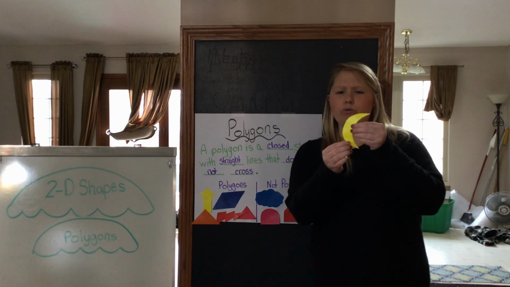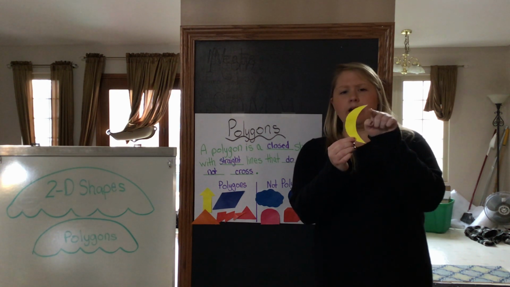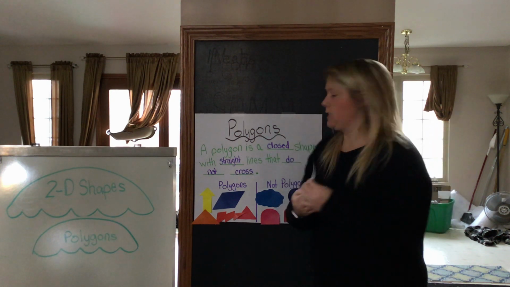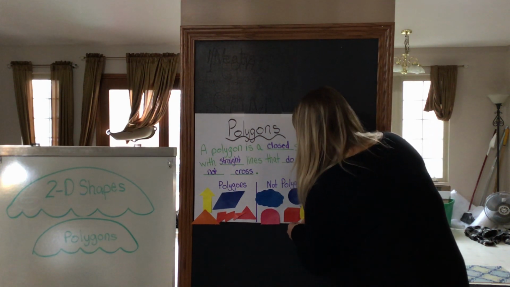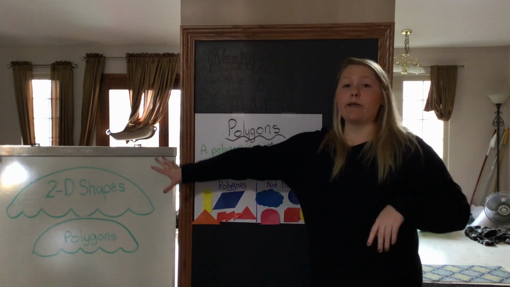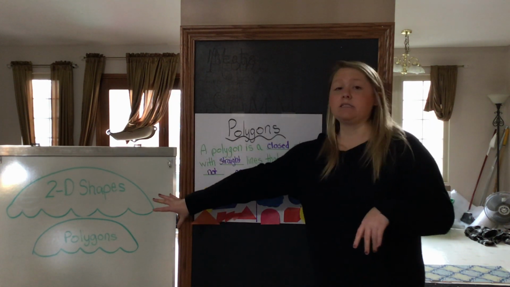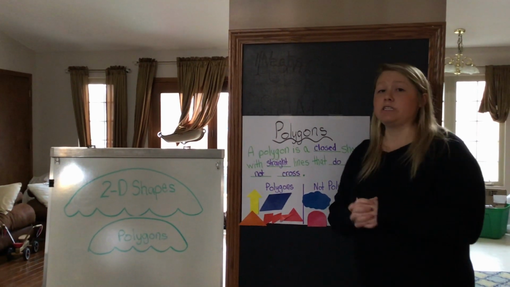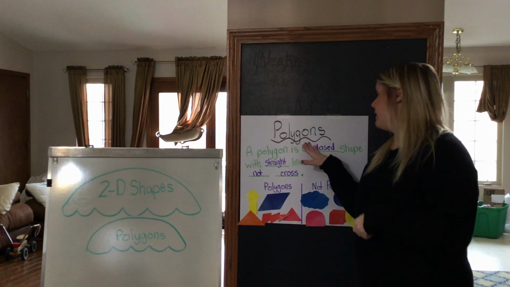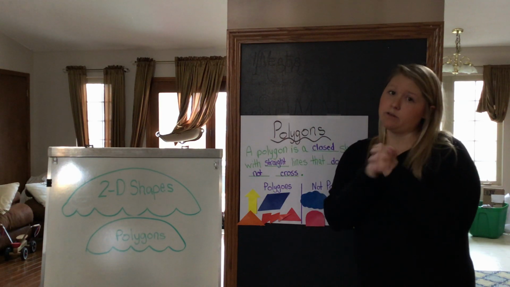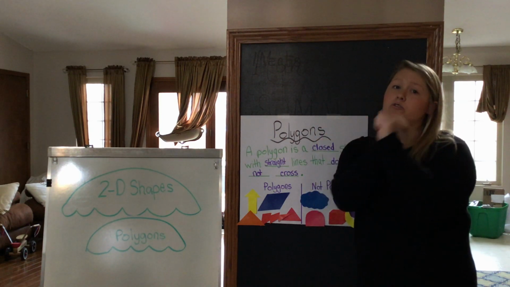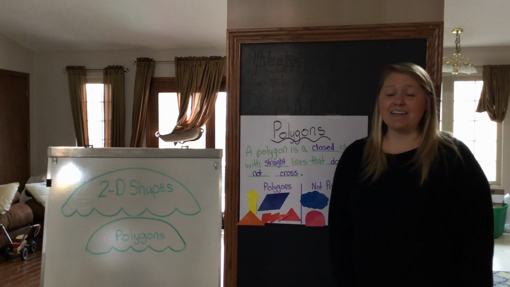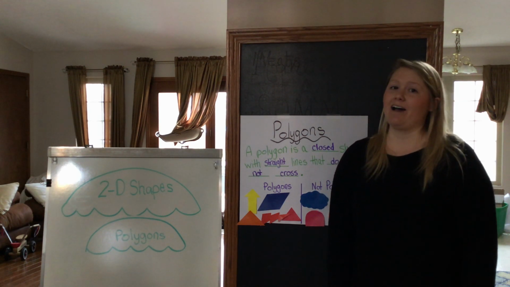And let's look at one more. This is a moon, or shaped like a moon. Now this curves, and so does it over here, so that means it's not a polygon. Okay. So remember, two-dimensional shapes are flat, and polygons are a group of shapes, a category under 2D shapes. And to be a polygon, it has to be a closed shape with straight lines that do not cross. Okay, you're going to practice today deciding if shapes are a polygon or not.